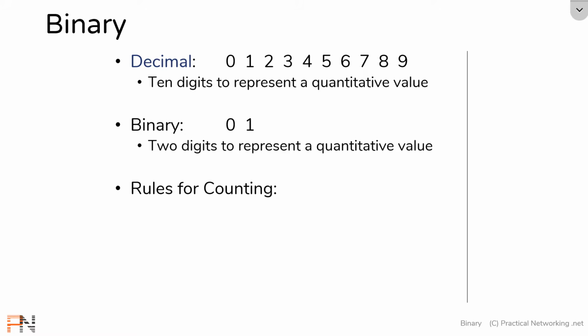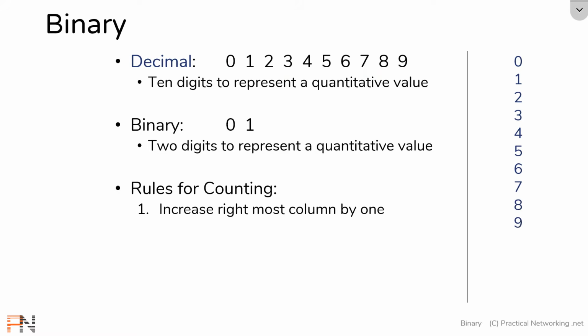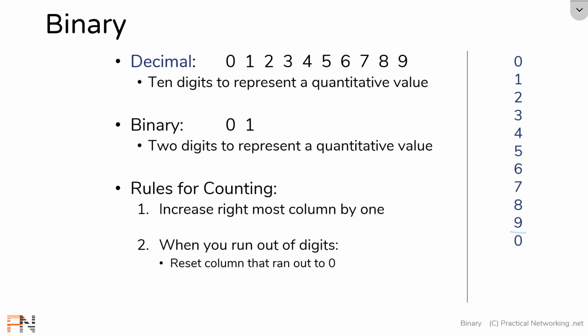To count in decimal, what we do is we start by listing out the smallest value, which is 0. We then increment that value by 1 as we continue on to the next value. This is what gets us all the way to 9. Now at this point, we have run out of digits. When you run out of digits, the column that ran out of digits gets reset to 0, and the next column over gets incremented by 1.